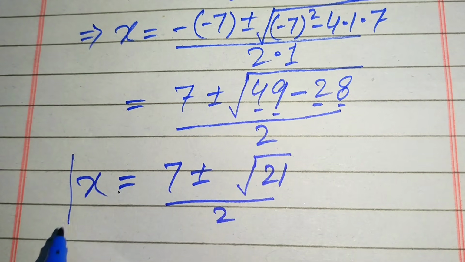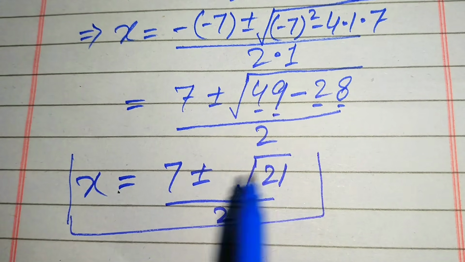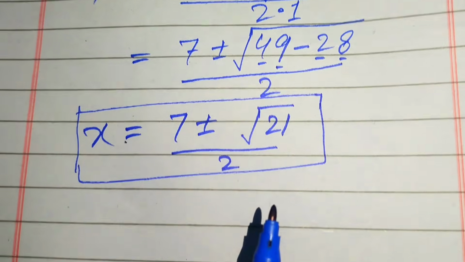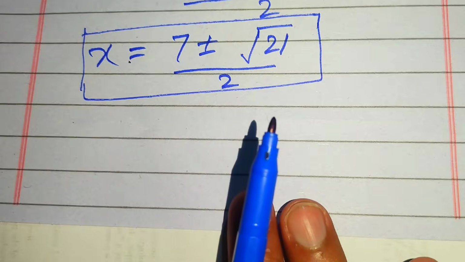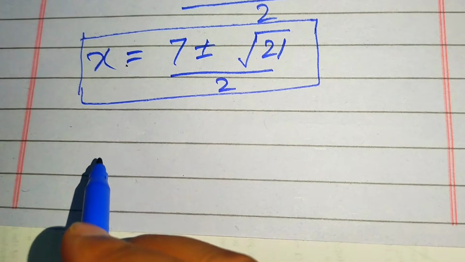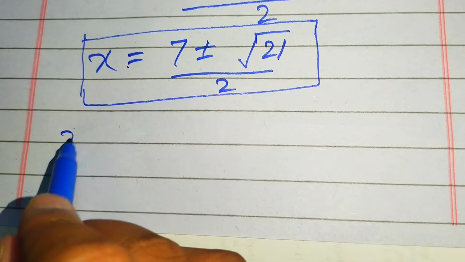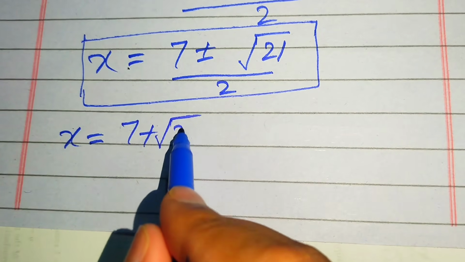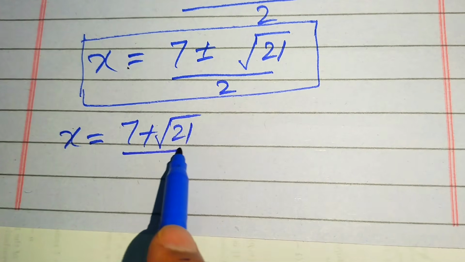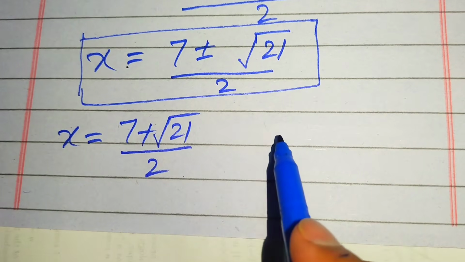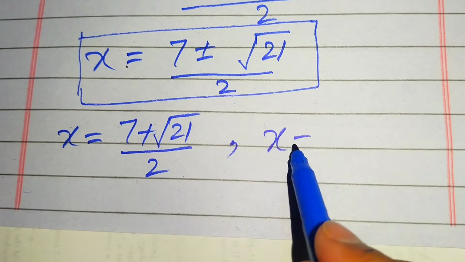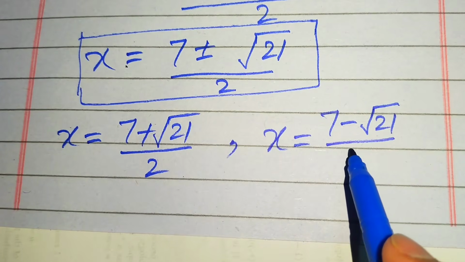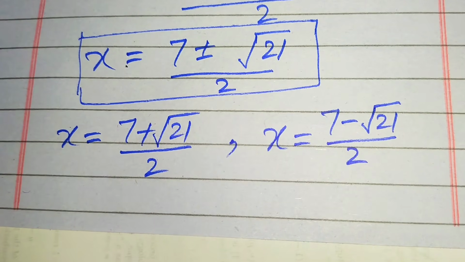These are the two values of x which we get here, and now in the next steps we need to use both of these two values of x and we get the corresponding values of y. So for this here first we write the positive value of x. Here it is 7 plus square root of 21 divided by 2, and here we write the negative value. It is x is equal to 7 minus square root of 21 divided by 2.